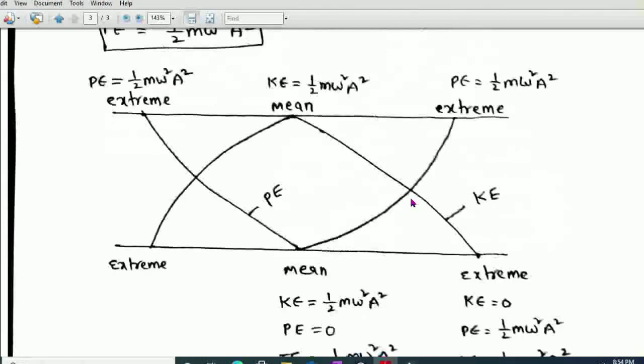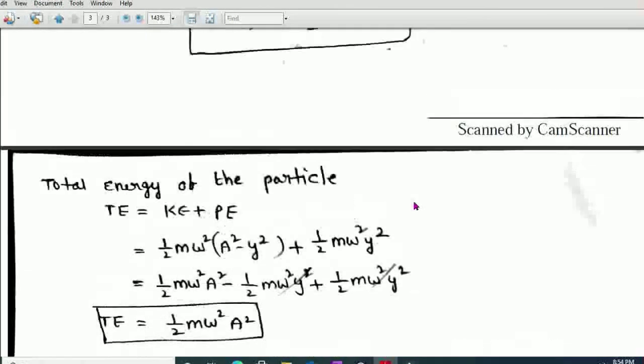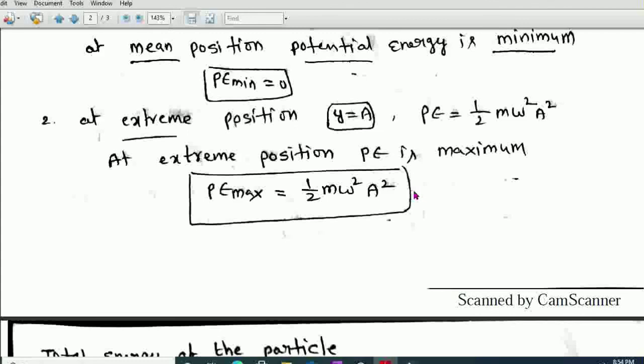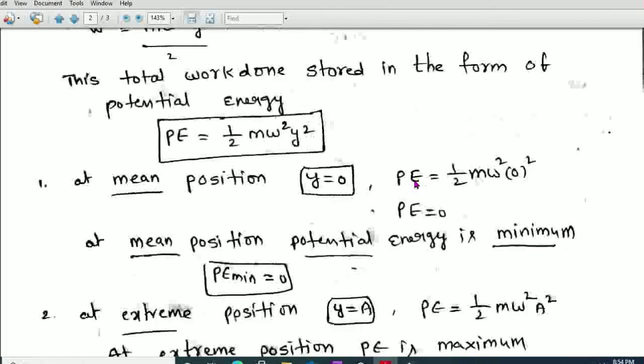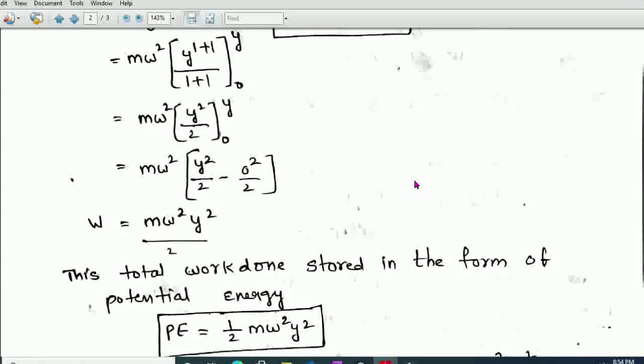So this is about the total energy of a particle executing simple harmonic motion. It is the sum of kinetic energy and the potential energy.